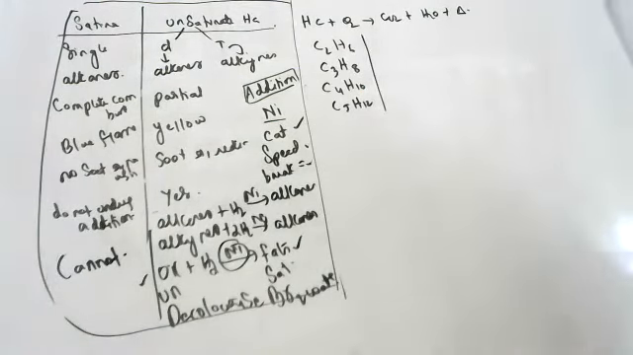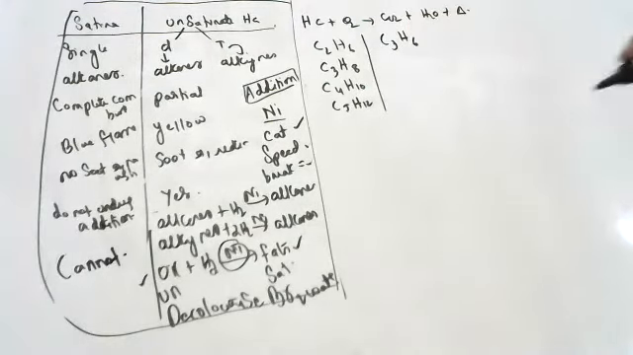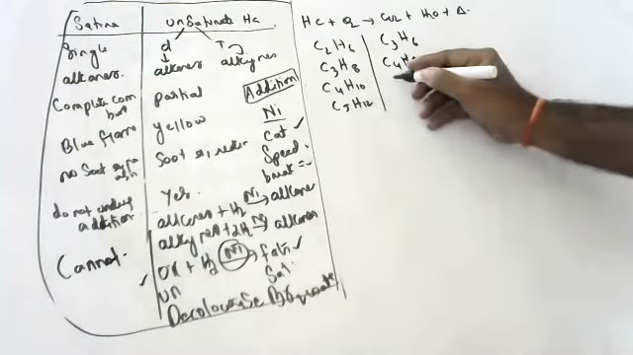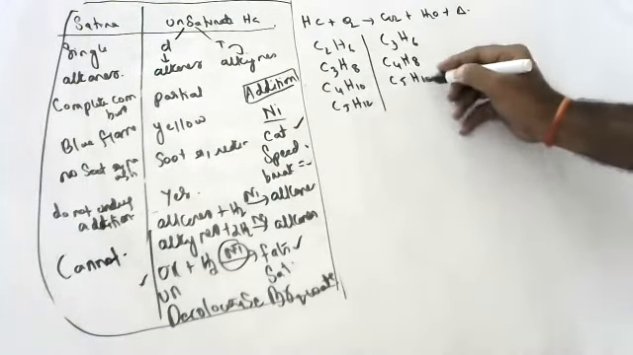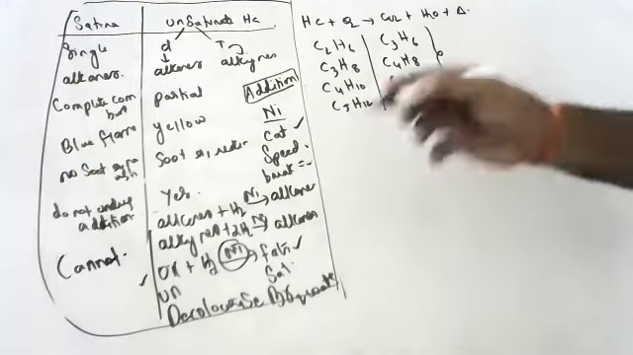In the same way, what is the next homologue of propene? Add CH2: C5H10. Add CH2 again: C6H12. If you want the next homologue, add CH2.